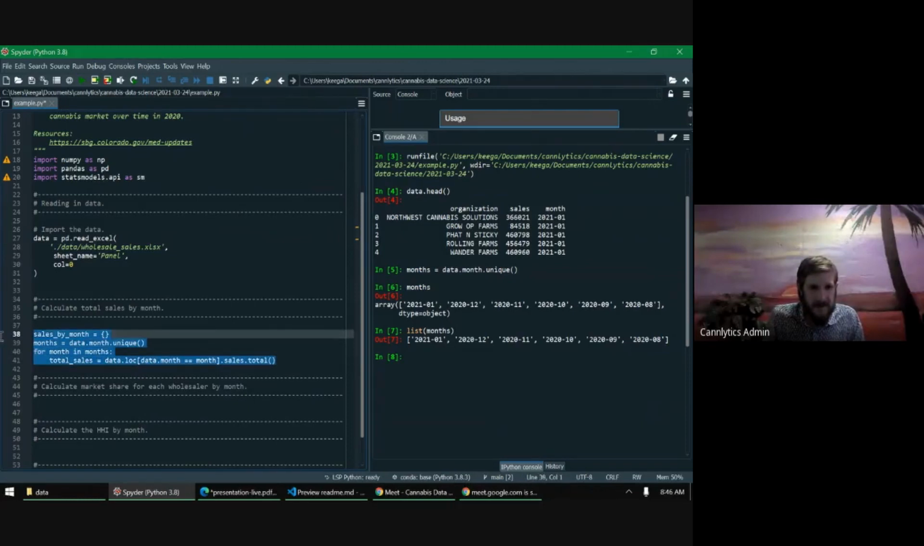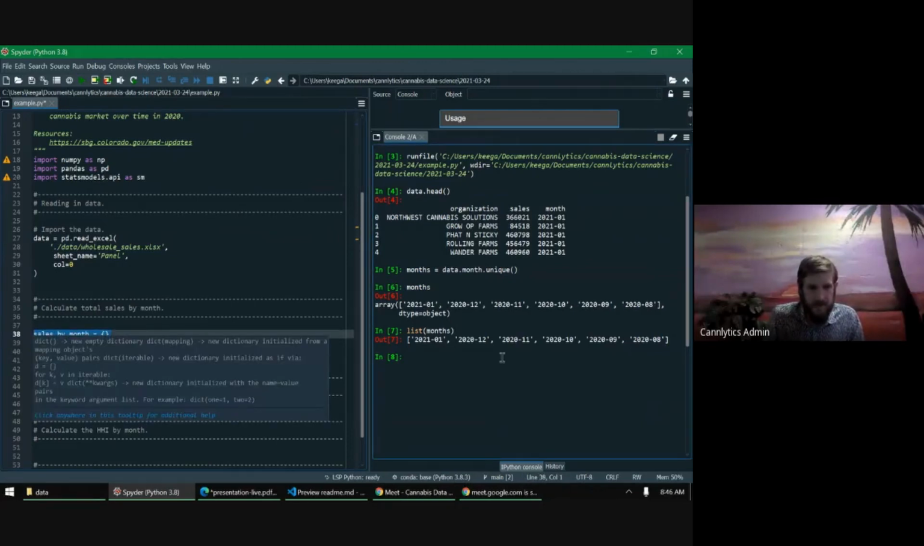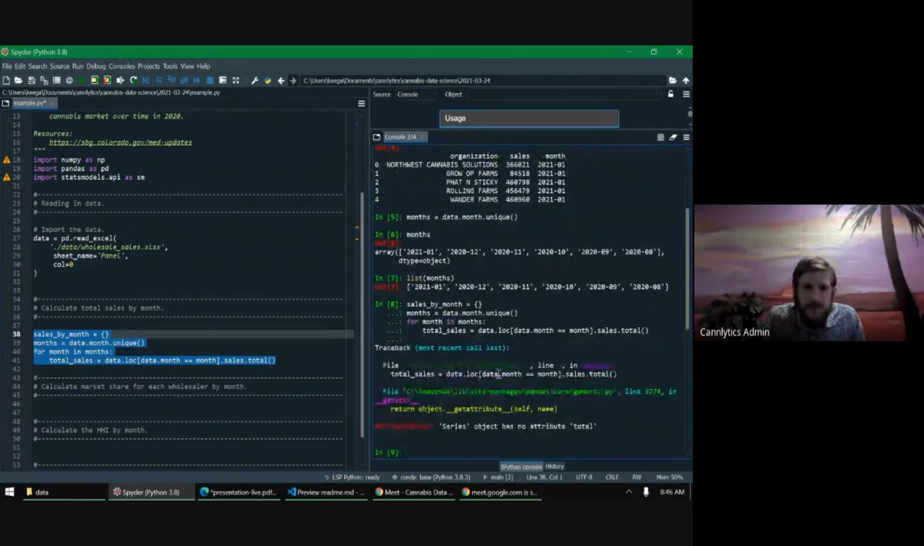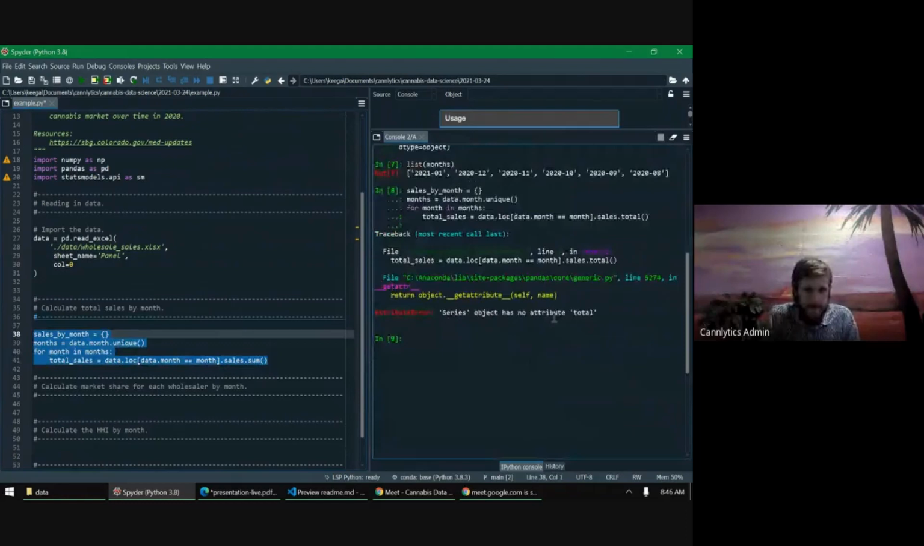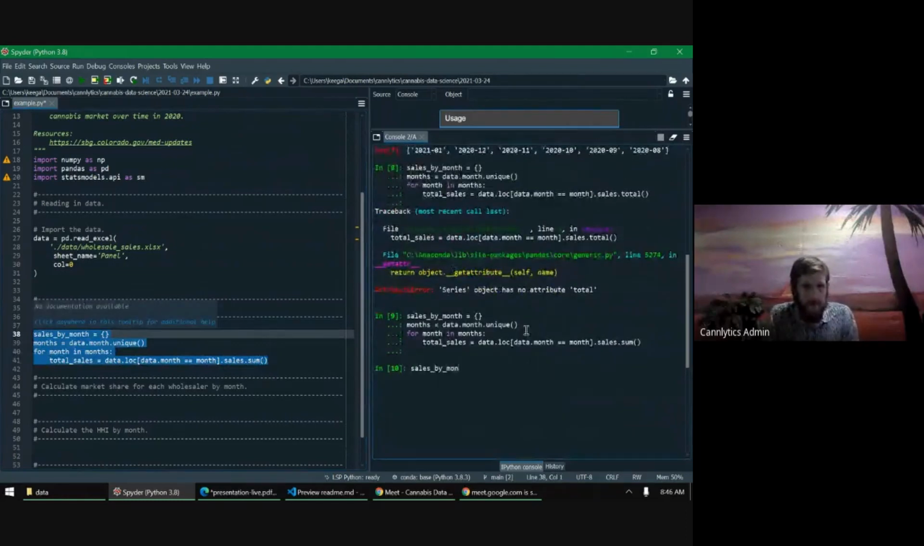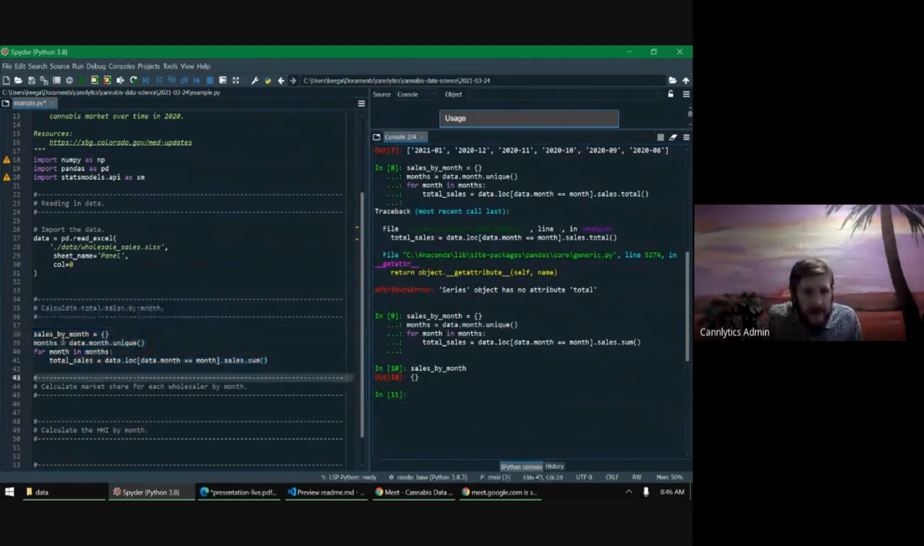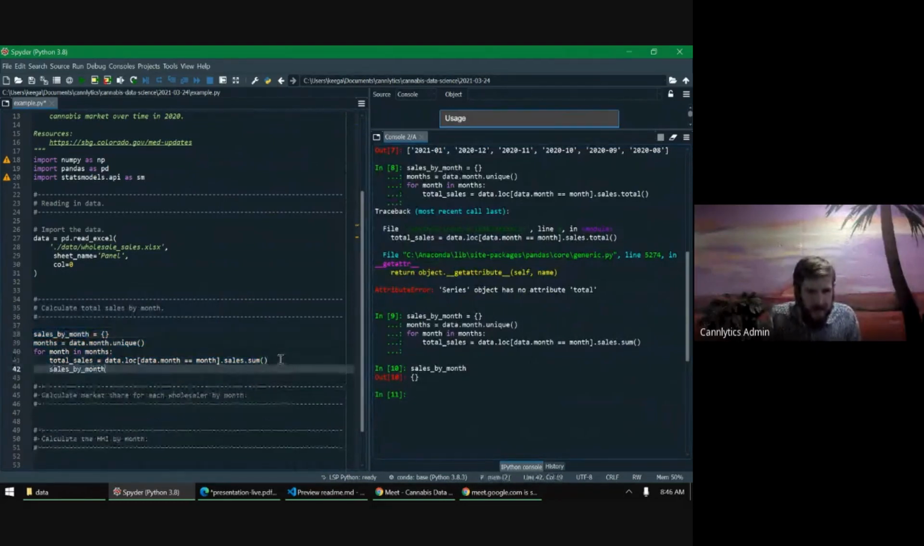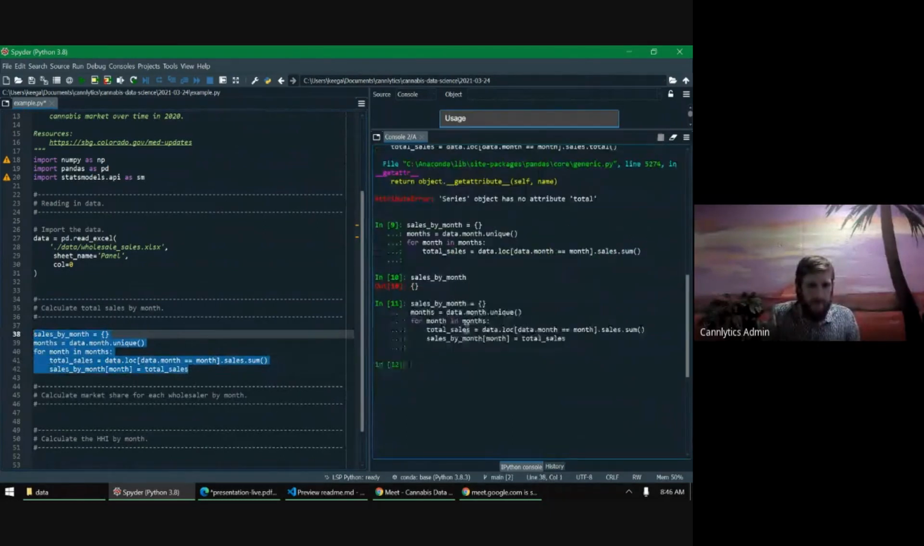So let's see if this snippet of code works. All right, that's correct. It's actually sum. Oh, I forgot to record the intro. All right, so we now have total sales by month.